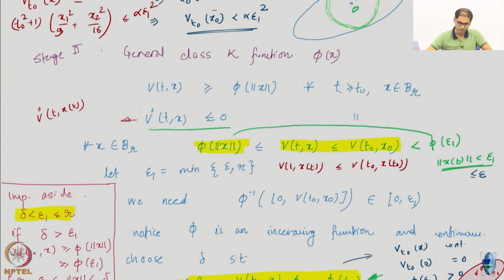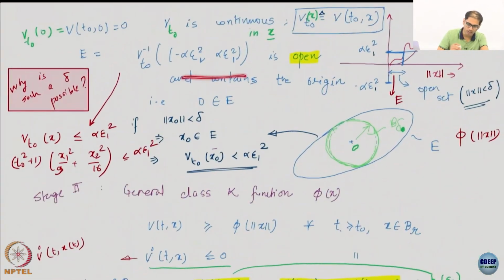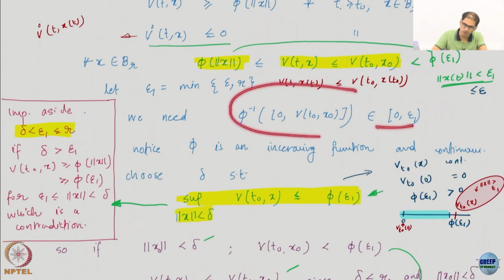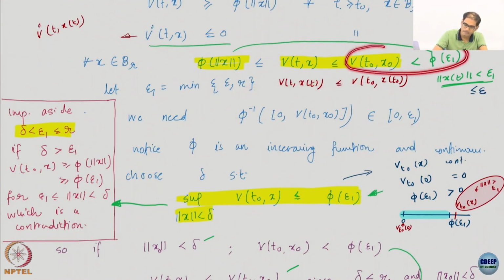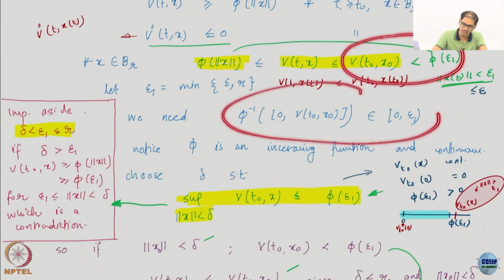So not too different. So what do I want? For this to happen, I just have to write it in slightly more complicated language, that is all. Here I had minus alpha epsilon square, epsilon 1 square, alpha epsilon square. Here I have to write it as this guy. This is what we need for this to happen. This condition is rewritten as this, just by taking phi inverse on the left hand side.